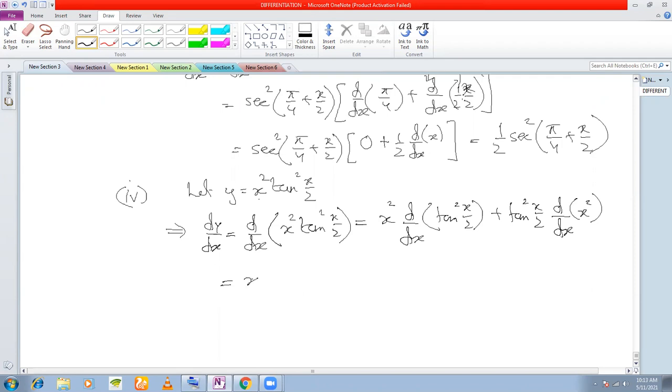So now you have x square tan square (x/2). You differentiate tan square. How will you differentiate tan square? You get 2 tan. First differentiate the power: 2 tan to the power of 2 minus 1, x by 2.